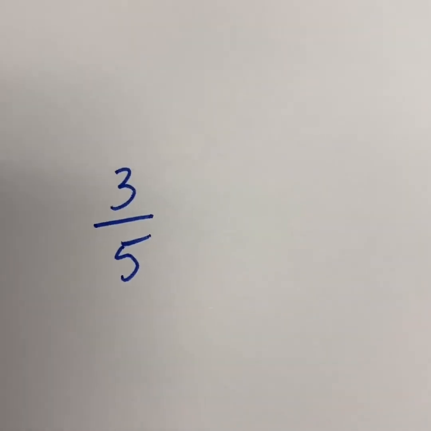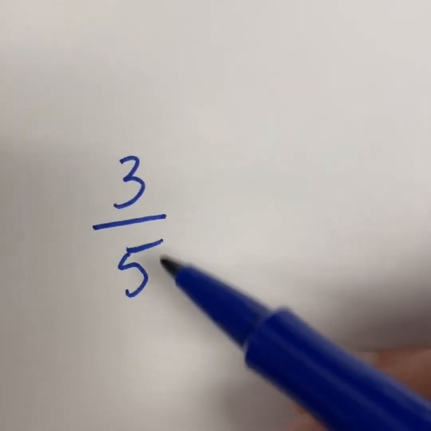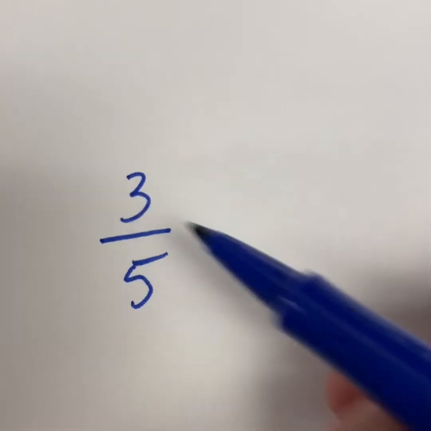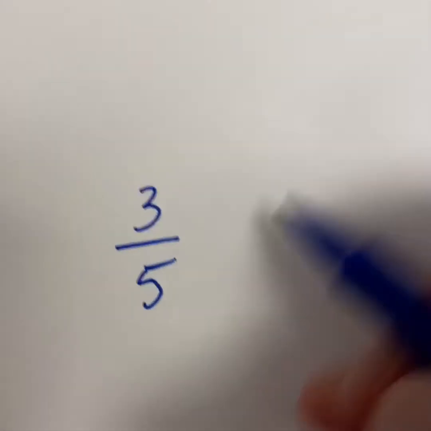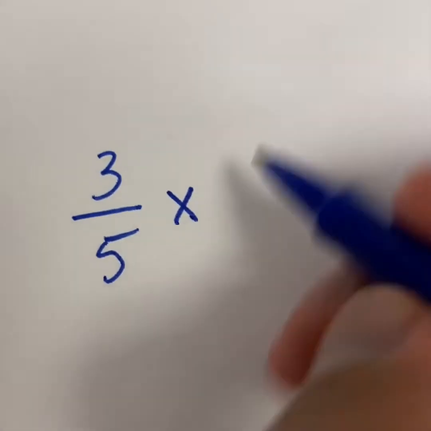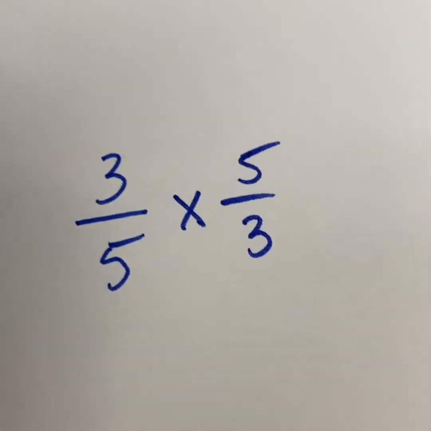So now that we have the definition, I'm going to go ahead and show you what the reciprocal of 3/5 would be. In order to find the reciprocal, we're going to take our denominator and make it our numerator, and then our numerator is going to become our denominator. And we're going to multiply those two things. So we're going to switch the 5 and the 3. So it would be times 5/3.